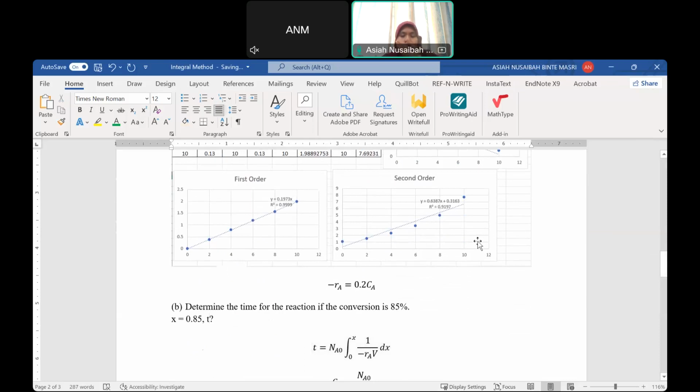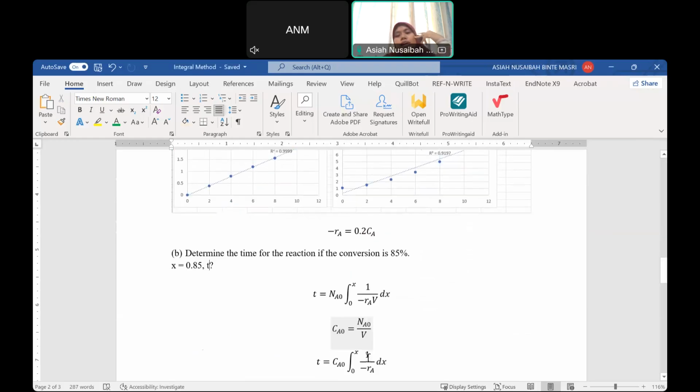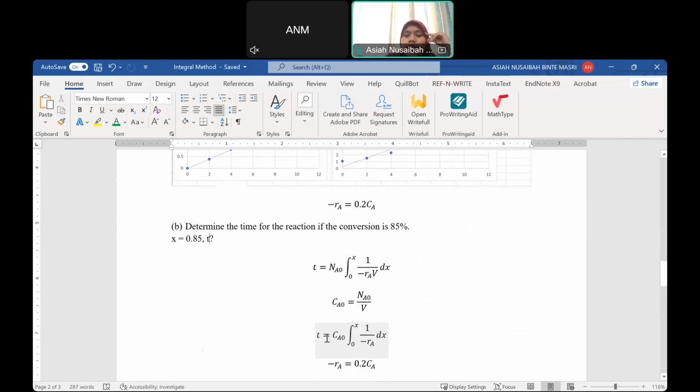The design equation for batch reactor: time is equal to NA naught integration of x from 0 to 1 over minus RA times volume dx. We know that CA naught is equal to NA naught over V, since V is always equal to V naught, as it's a batch reactor with constant volume. Hence, we can simplify this equation. NA naught over V is equal to CA naught. So we have T equals CA naught integration of x from 0 to 1 over minus RA dx.